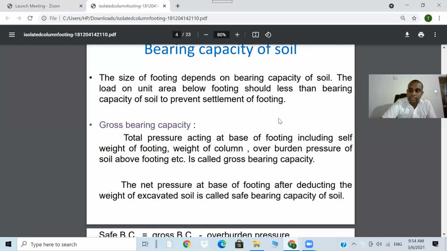We call this another kind of word, that is the soil structure interaction. The soil structure interaction is where the structure and the soil interact with each other. The bearing capacity of the soil is in the sense that the foundation you are putting on the ground will be able to take the load that is transferred from the buildings to the soil.